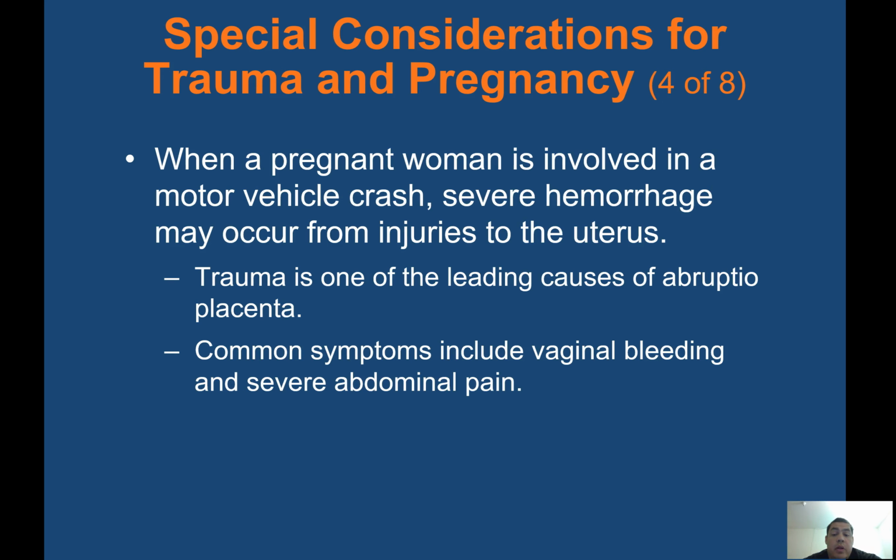When a pregnant woman is involved in a motor vehicle crash, severe hemorrhage may occur from injuries to the uterus. Trauma is the leading cause of abruptio placenta. Common symptoms include vaginal bleeding and severe abdominal pain. So always ask the patient if they have any abdominal pain or any discharge. See if you see any fluid or bleeding. You could always ask if there's a female on scene. If you have a female partner or a female firefighter, you could ask them to visualize for you.